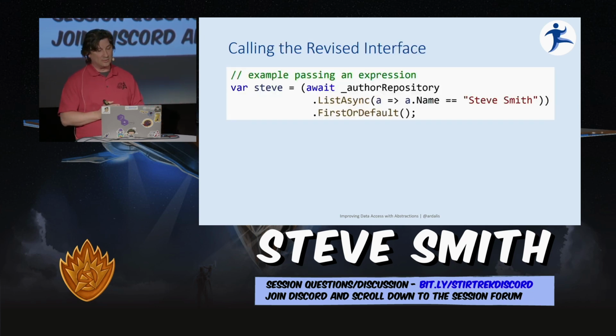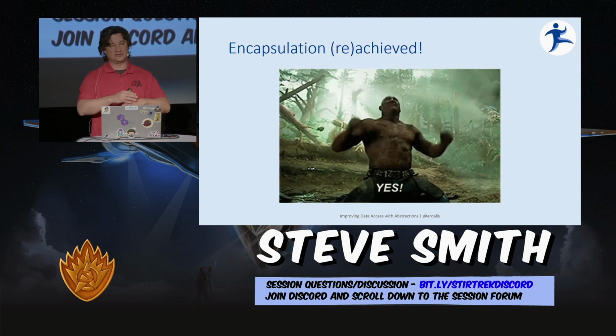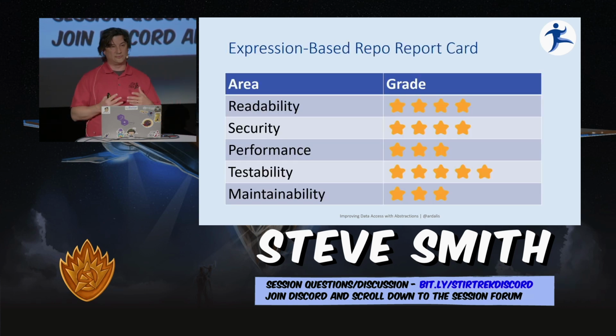All right, so when you call the revised interface, it just looks something like this. You just pass in the expression. In this case, the expression is the second line there that I'm passing in. That is of type Expression of Func of Author comma bool, and that's what's going to make it do that filtering. All right, so we now have more encapsulation, right? We've got it so our database is not having its data logic go everywhere. But we still have some pain, right? We still have way too many interfaces and implementations. There's still a lot of LINQ logic that's inside the code. Sometimes that LINQ logic can be pretty complicated, and a lot of times it gets copy-pasted around inside our code base. So looking at this, we've improved things a little bit, right?